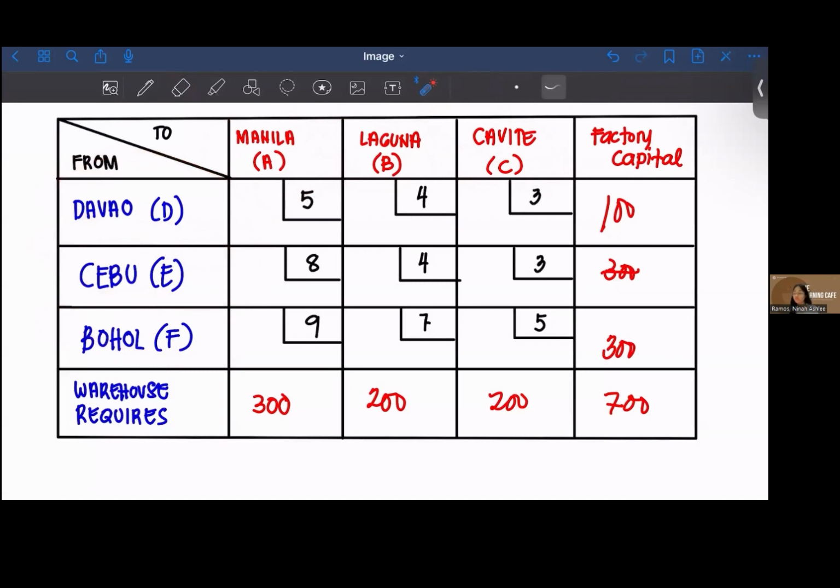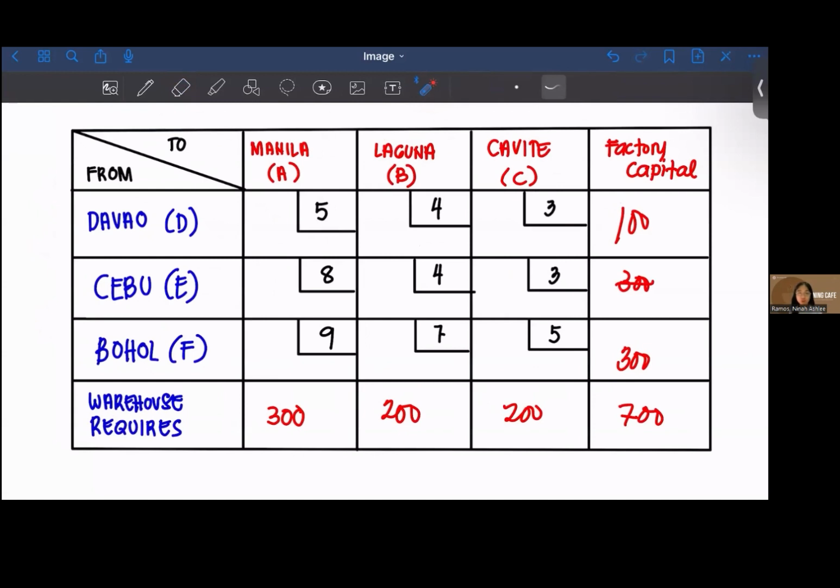So we will now use the northwest corner rule in answering this problem, the one that we have discussed earlier. So beginning in the upper left hand corner, we will assign 100 units to Davao and Manila because the factory capacity is only 100. Now that we have 100, we will exhaust this one and then subtract it from the warehouse requirements of Manila, which will now have 200 units left.